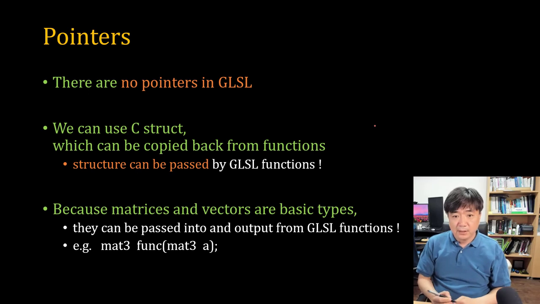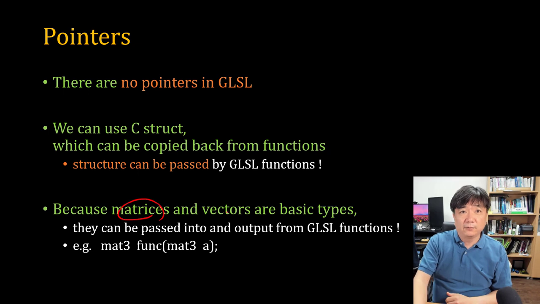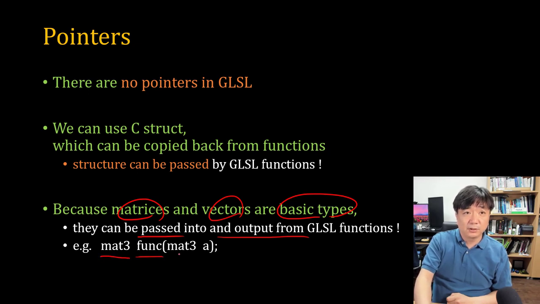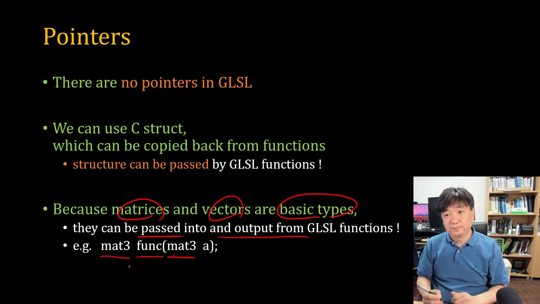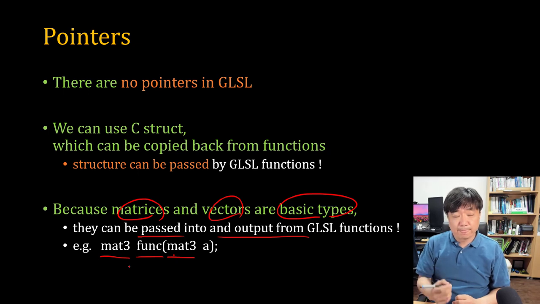Okay, pointers in GLSL. GLSL is very similar to C language, but it is not possible to use pointers. But the matrix and vectors are basic types, so they can be used for return values or parameters of a function. So like this. This function receives the 3x3 matrix, and then it will return the matrix 3. So even though there are no pointers, it is not so complex a program is needed.